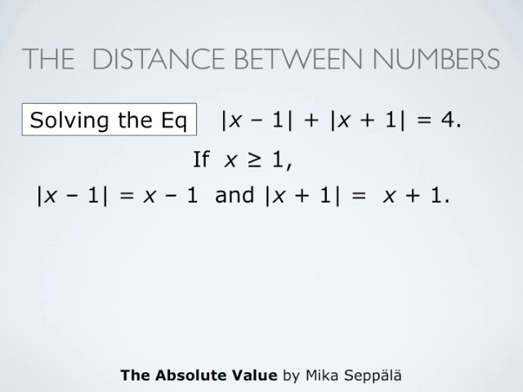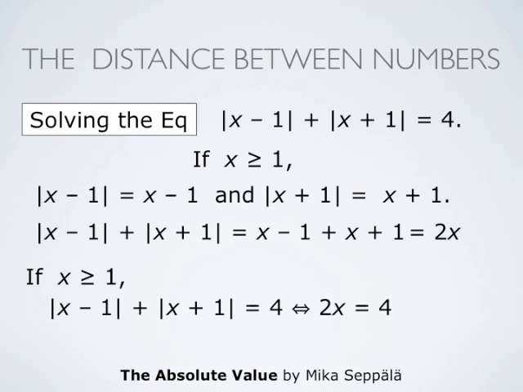This means that if x is greater than or equal to 1, the left-hand side of the above equation, that is the expression the absolute value of x minus 1 plus the absolute value of x plus 1, becomes simply x minus 1 plus x plus 1. Negative 1 and 1 cancel out, so we get just 2 times x.